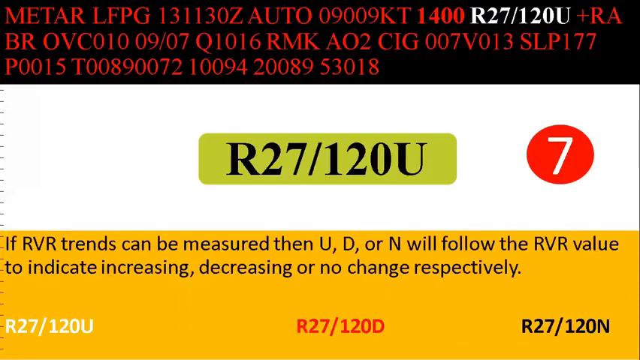If RVR trends can be measured, then we have three different letters U, D or N. These will follow after the RVR value and these will indicate increasing, decreasing or no change in the RVR trend. So in this example, we have been given RVR runway 27 1200 meter increasing. U means increasing.